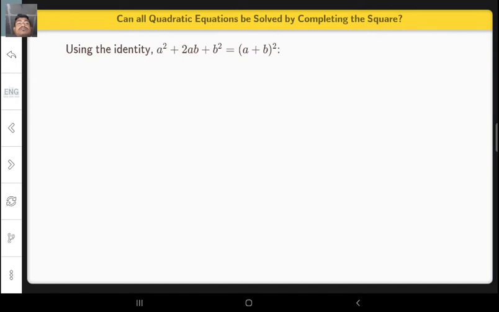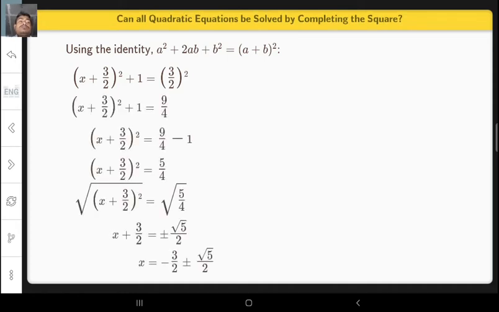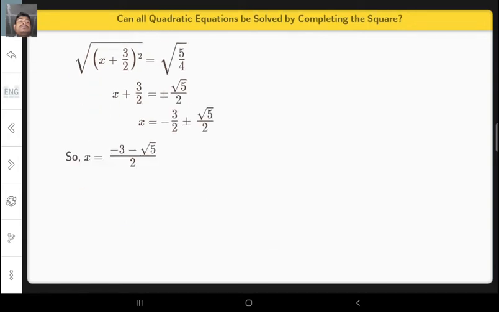Using the identity a squared plus 2ab plus b squared is equal to a plus b whole square, we get x plus 3 by 2 whole square plus 1 is equal to 3 by 2 whole square. On solving it, we get x is equal to negative 3 by 2 plus minus square root 5 by 2. So, x is equal to negative 3 minus square root 5 by 2, and x is equal to negative 3 plus square root 5 by 2 are the two roots of the equation.